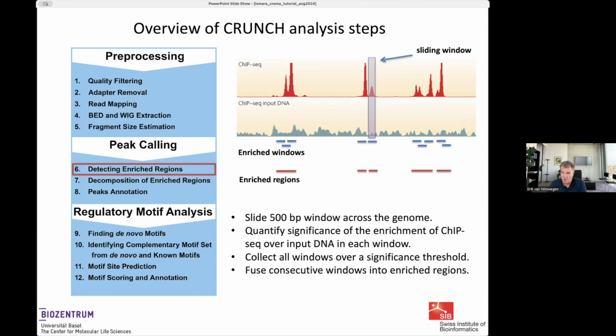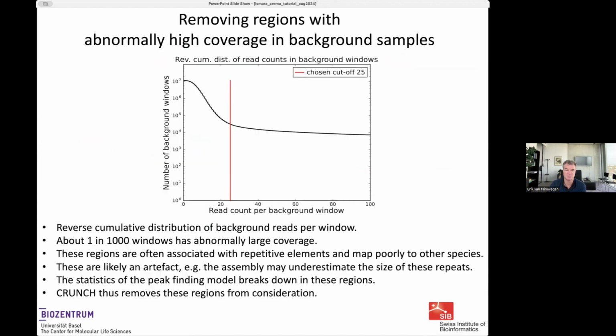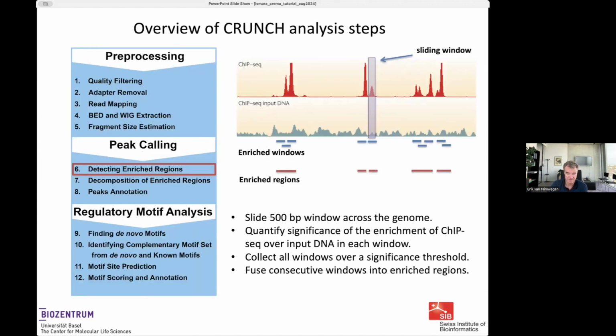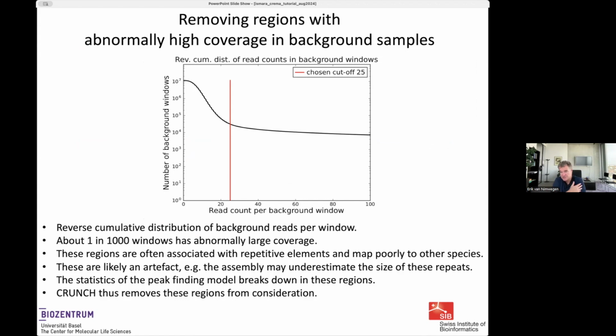So I want to say one or two things about what statistical model we use to find these enriched regions, because I think this is one area where we're different from most approaches, and it's important. Before I get to that, it turns out that even in a background sample, which is just random input DNA, and so should not show any enrichment, there are some regions that have a much higher density of fragments than others.